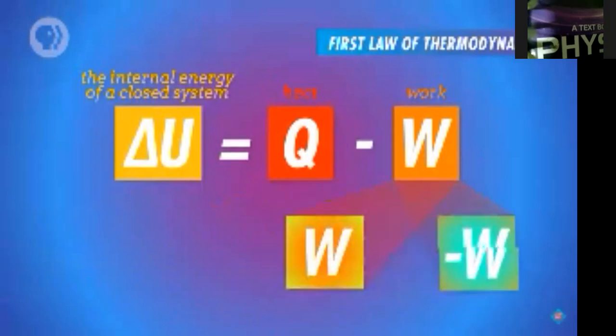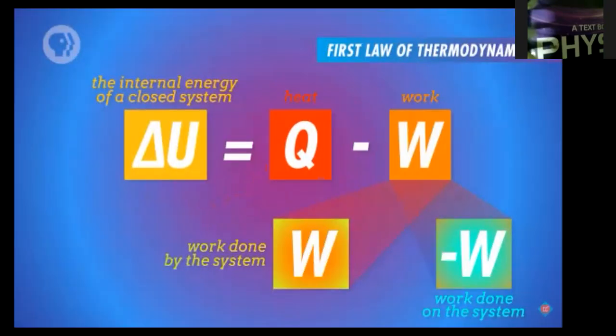And if work is done on the system, W is negative, and if work is done by the system, W is positive. Some textbooks will change those signs around, so it's worth keeping track of what the positives and negatives mean. Now you'll notice that the first law of thermodynamics describes only those two factors, work and heat, as affecting a change in internal energy.